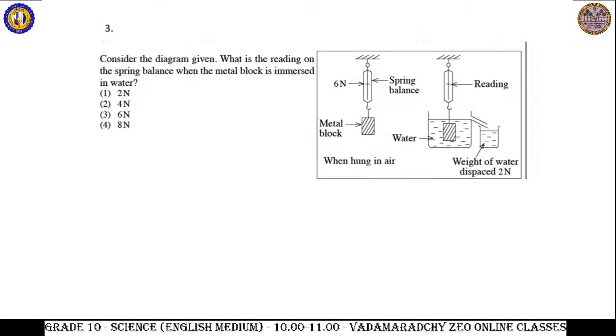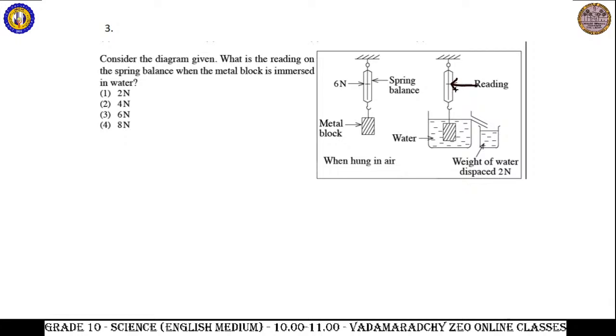Then there's an MCQ question. Consider the diagram given. What is the reading on the spring balance when the metal block is immersed in water? Okay, they are asking the apparent weight, that is the Newton balance reading.